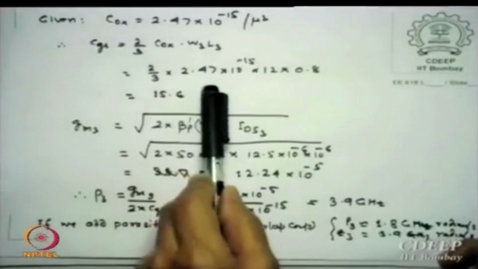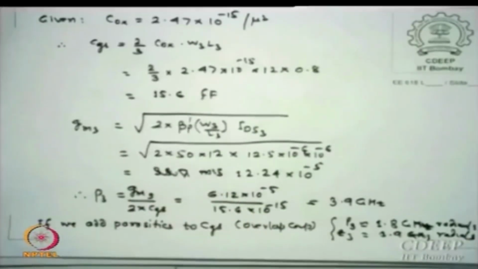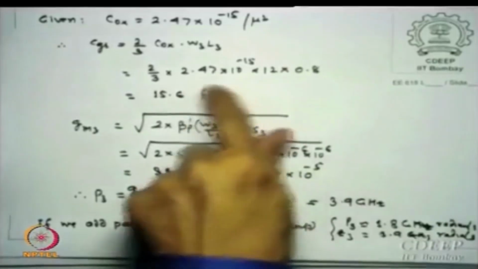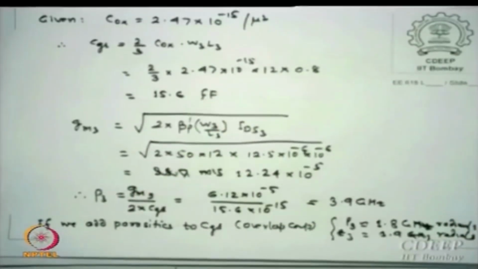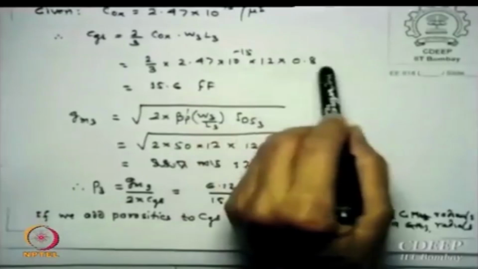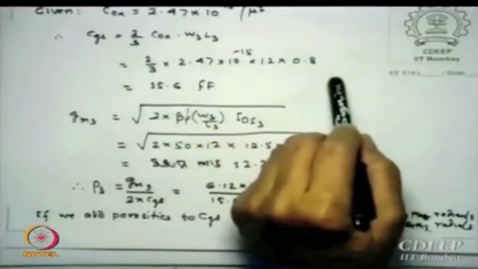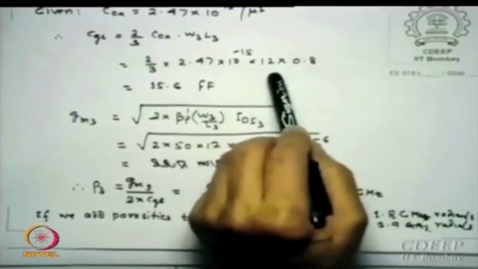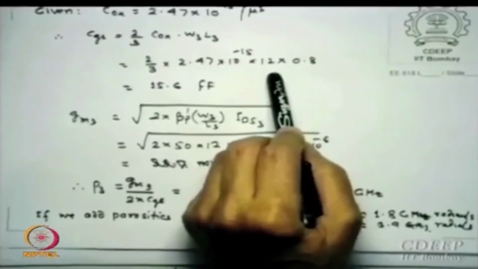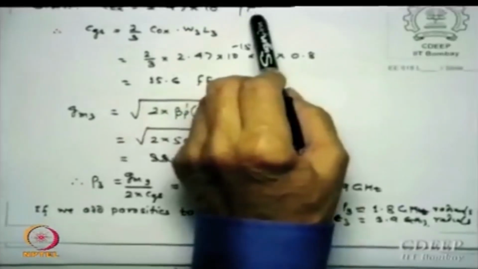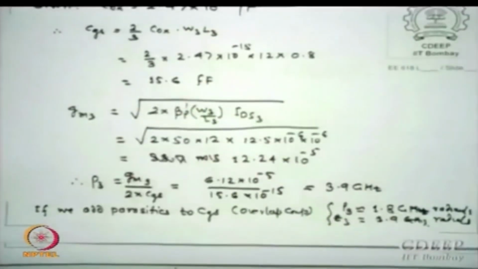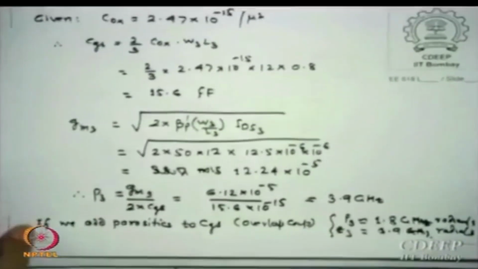COX from the data sheet is 2.47 femtofarad per micron square. I multiply it by 12 micron by 0.8 microns, W3 by L3. This is in micron square now, so I don't have to write 10 to the power something, because this itself is now taken in micron square. So I just multiply it, and I get the capacitance CGS as 15.6 femtofarad. Is that clear?